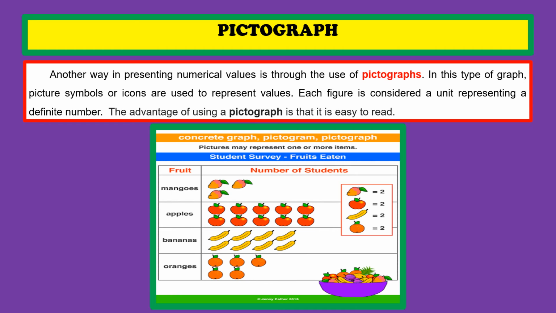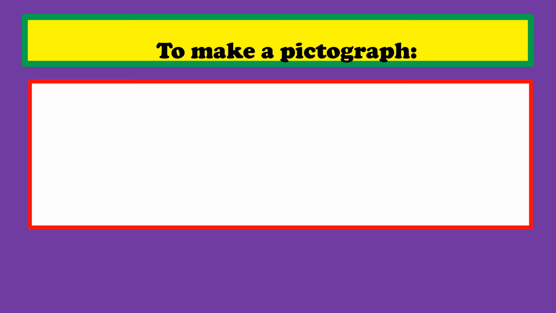So we have an example of pictograph. We have the number of students who prefer the different fruits. We have mangoes, apples, bananas, and oranges. This is only an example of a pictograph.